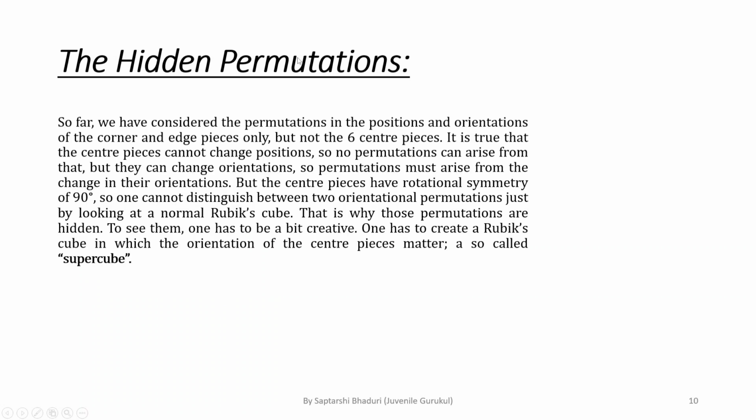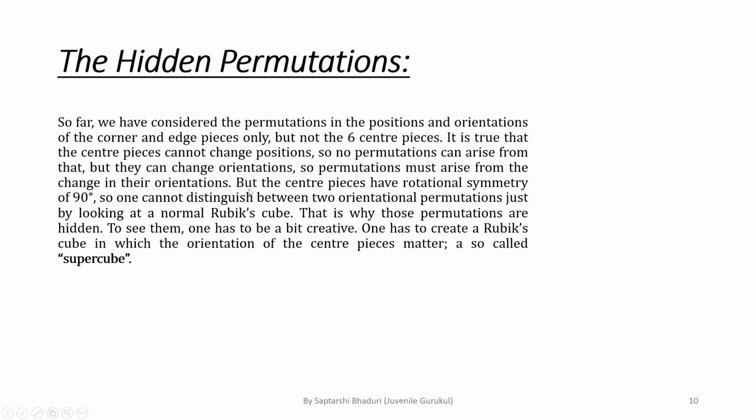The case of hidden permutations. So far, we have considered the permutations in the positions and orientations of the corner and edge pieces only. But the 6 center pieces are not considered. It is true that the center pieces cannot change positions, so no permutations can arise from them. But they can change orientations, so permutations must arise from the change in their orientations.